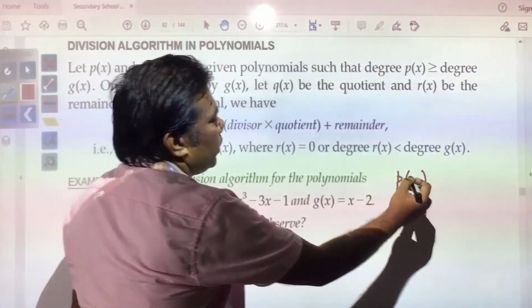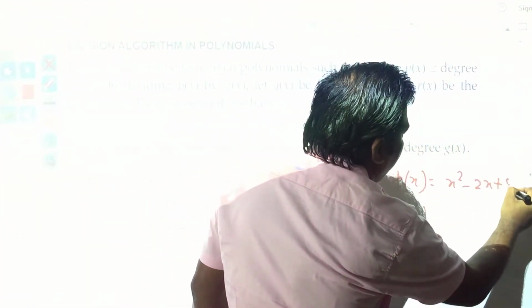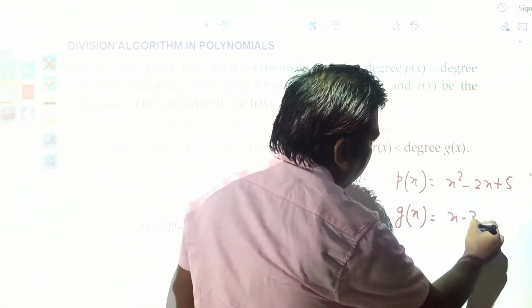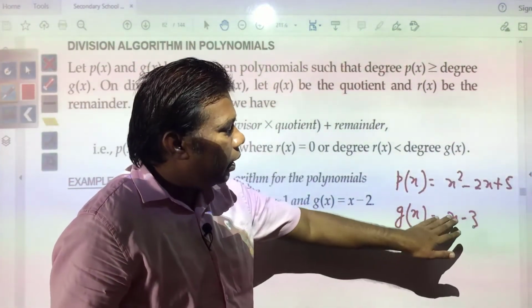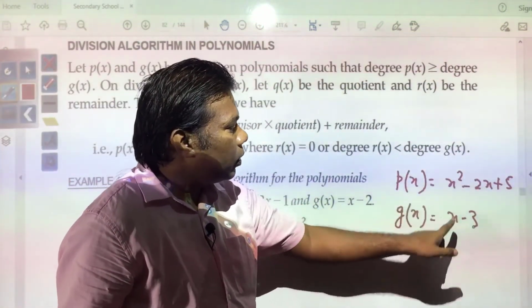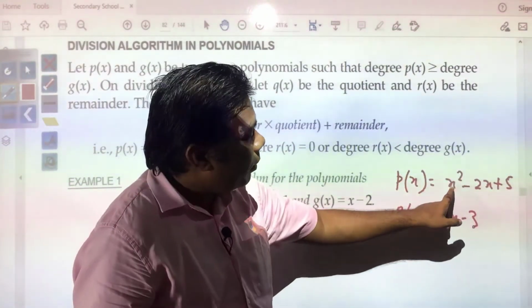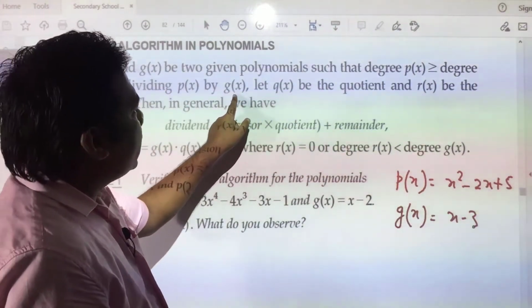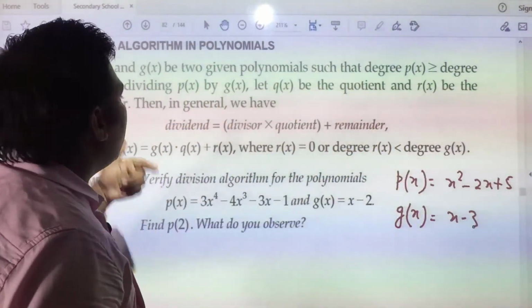Suppose you have P(x) equal to x square minus 2x plus 5 and G(x) equal to x minus 3. So, the degree of G(x) is lesser than the degree of P(x) over here, because here you have x square, here you have x, or it may be equal also. On dividing P(x) by G(x), let Q(x) be the quotient and R(x) be the remainder.